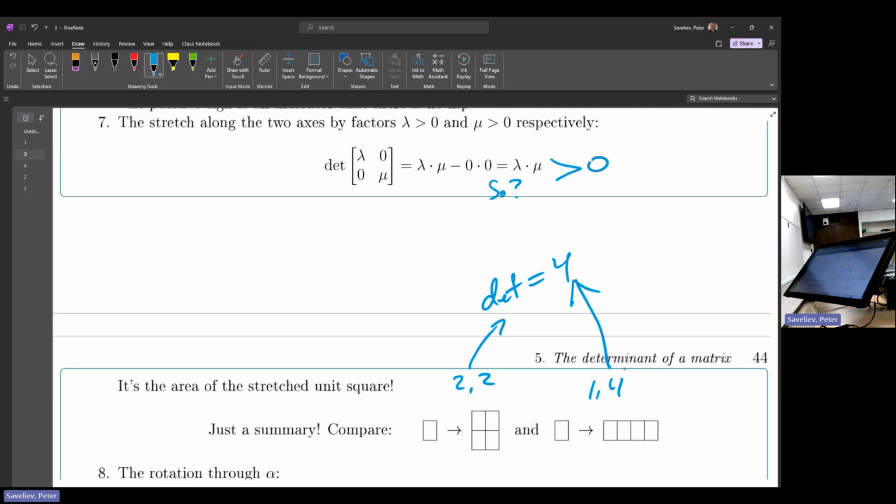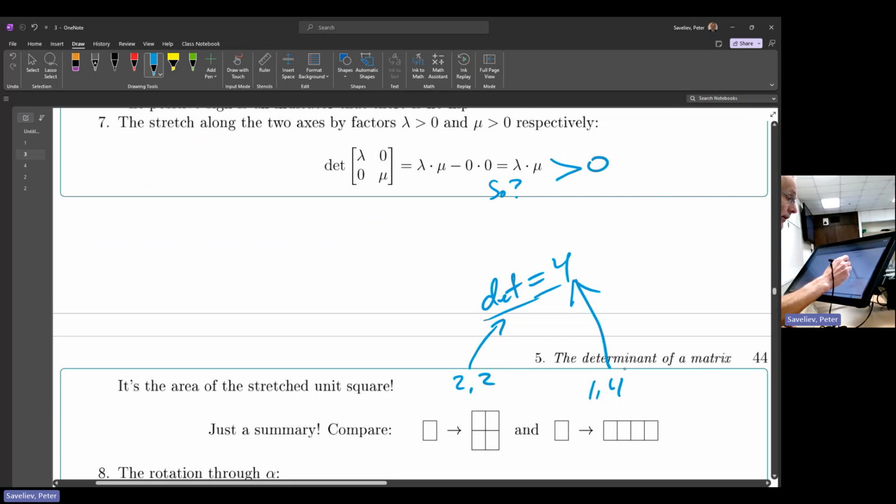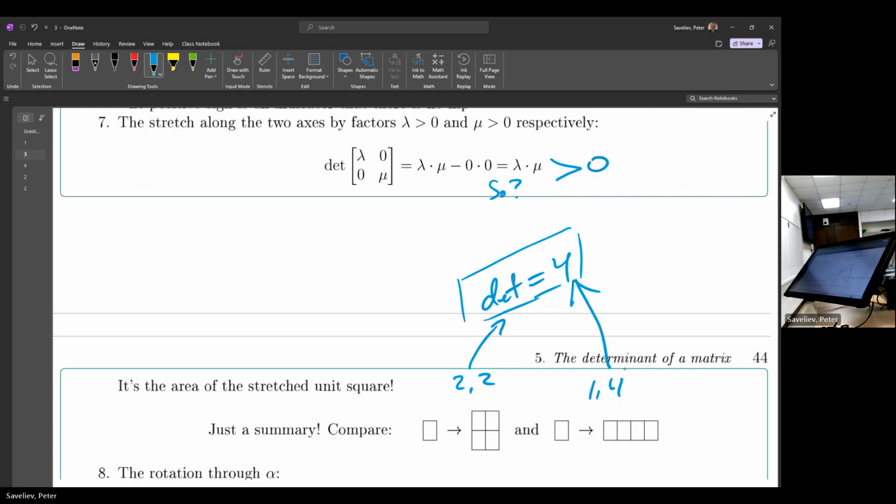And then you can also have the same effect, the same determinant of 4, if there is no stretching in the vertical direction. In the horizontal, you quadruple. Okay, so what's the point? What do you detect? If the determinant is equal to 4, what information do you extract from that?